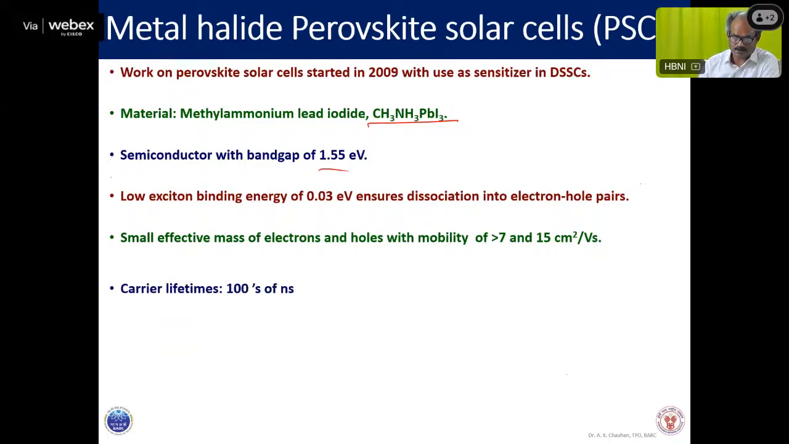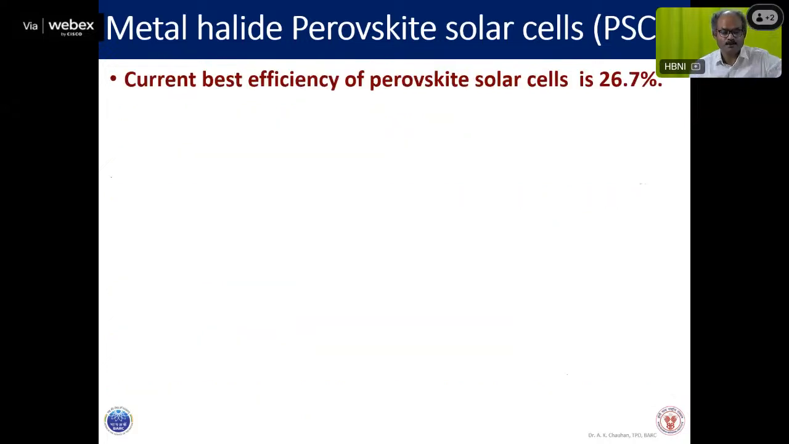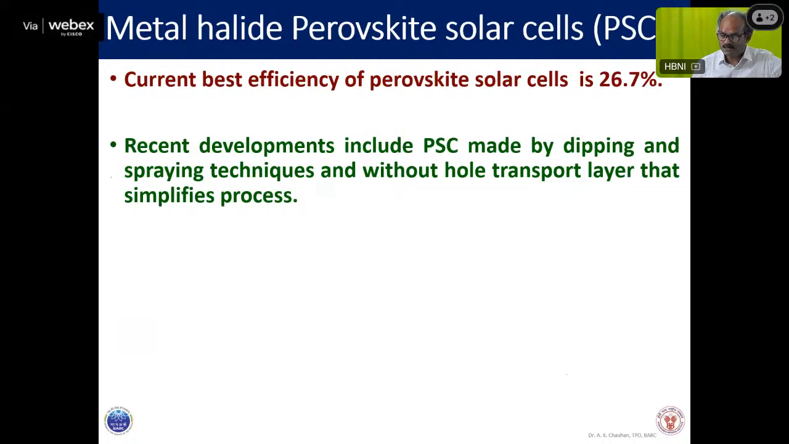I already said these are some of the properties of the perovskite material. Theoretical studies show that defects create only shallow traps that do not force carriers to recombine. So that is also an advantage. The current best efficiency of a perovskite solar cell is nearly 26.7%.